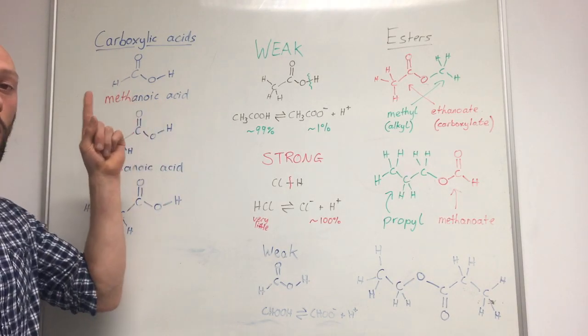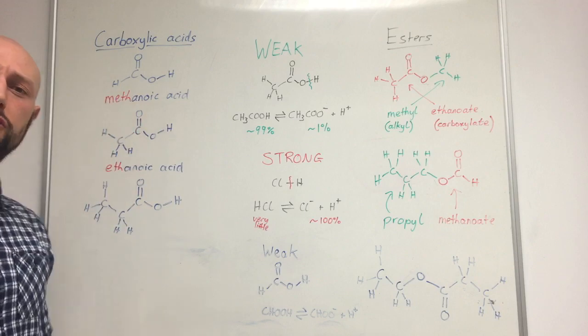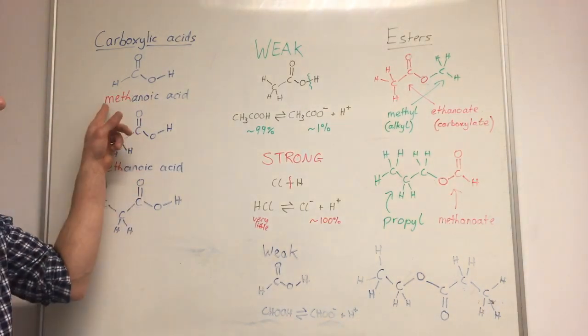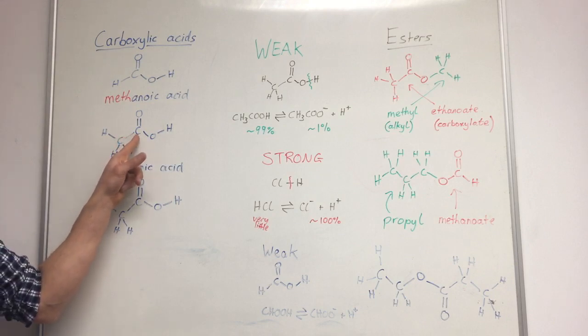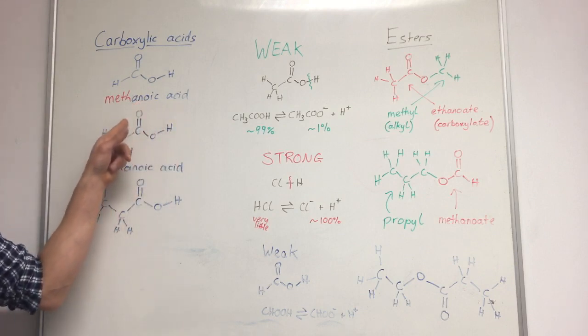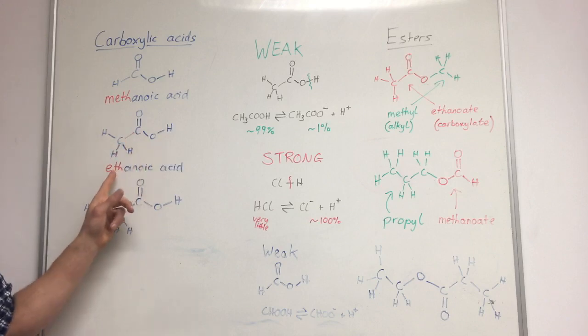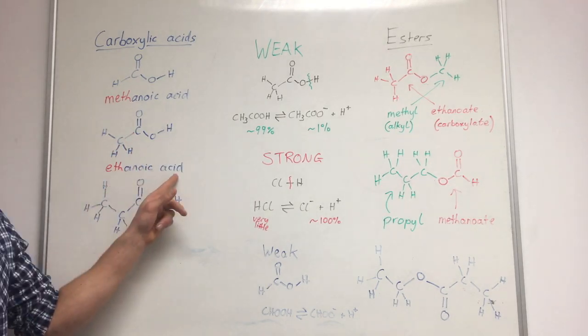In this case, there's one carbon, so we use the prefix meth, just like if we're naming an alkane. So this is methanoic acid. Here's a second example, 2 carbons, 1, 2. Here's my carboxylic acid group. Anoic acid, 2 carbons is eth, so we get ethanoic acid.